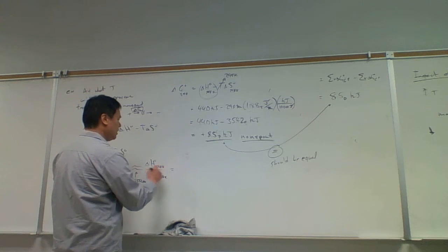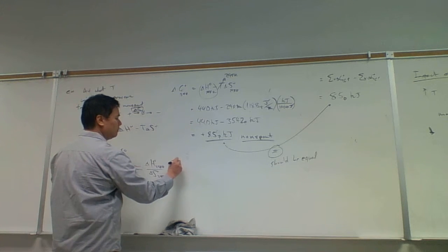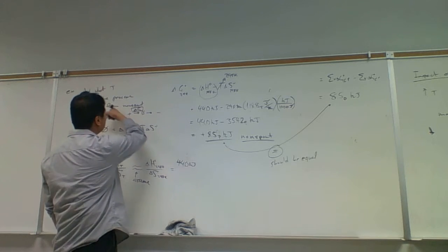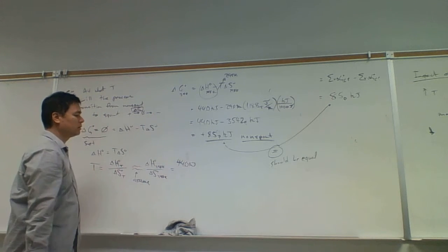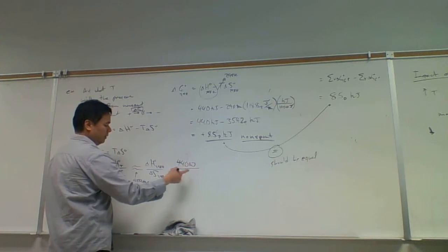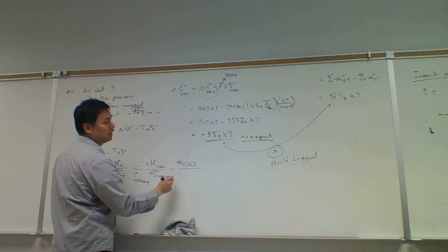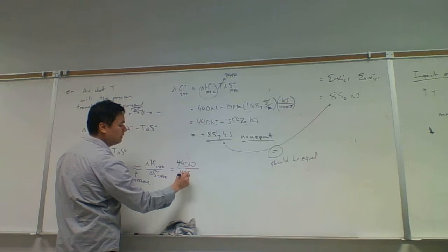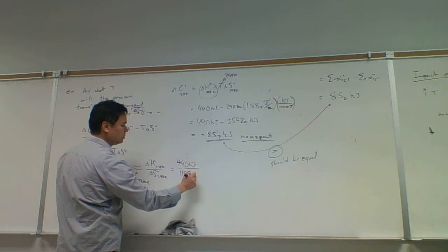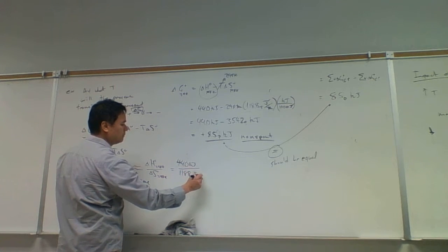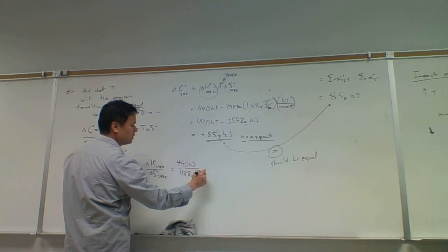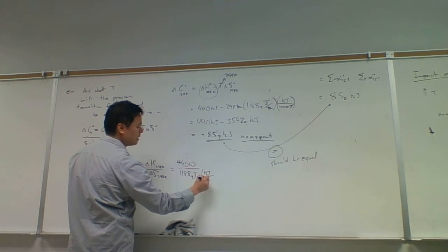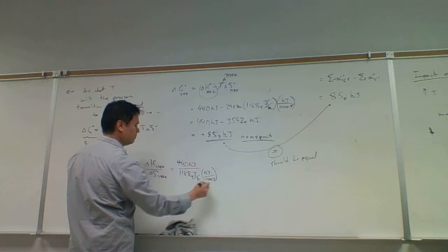Now, delta H naught was 44.0 kilojoules for this reaction. We're just dealing with a mole of water, so we don't have to put the moles. And then delta S naught is 118.89 joules per Kelvin. And then we have to convert it into kilojoules, so 1 kilojoule per 1,000 joules.